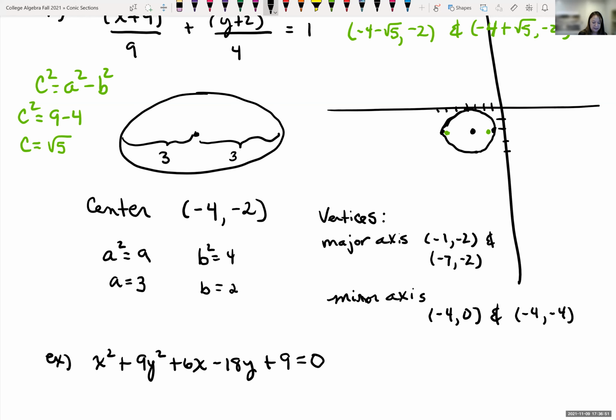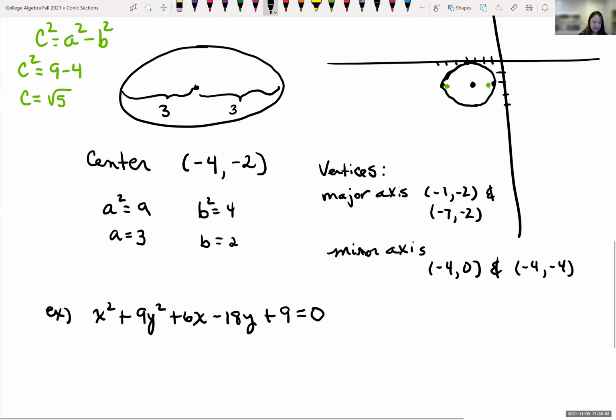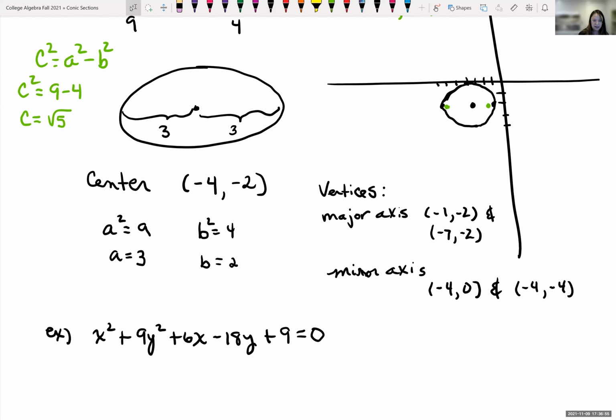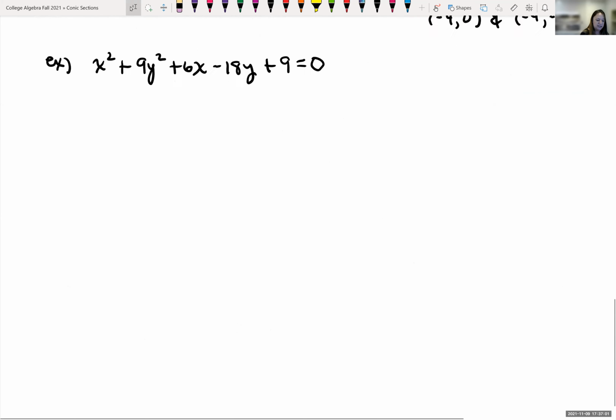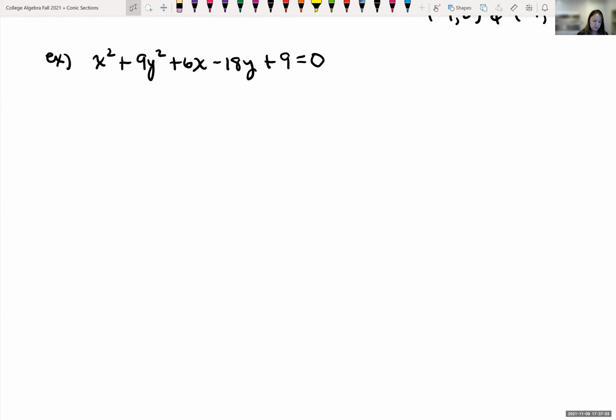Okay, so we want to put this in standard form. That way we can see what the center is. We can see whether the major axis is parallel with the x-axis or the y-axis. We're going to need to complete the square on both our x and our y terms. So let's rewrite this, grouping our x terms together, our y terms together, and that constant on the other side, just like when we were dealing with circles.